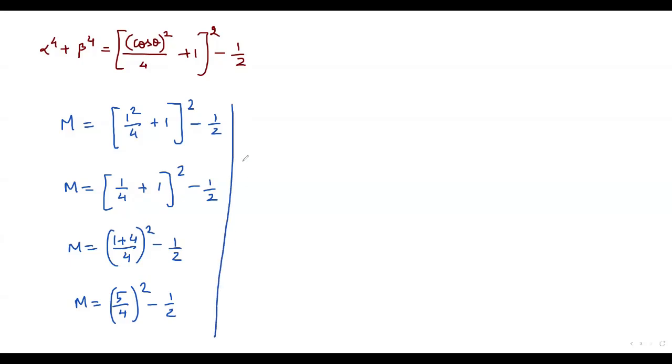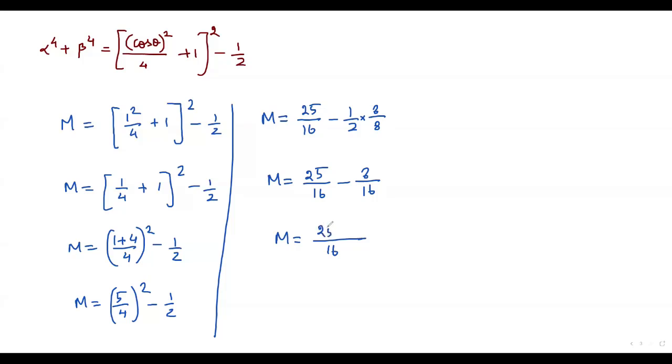Let me continue over here. Then M equals, when I square the fraction 5/4, I'm getting 25 over 16, minus 1 over 2. Now I multiply both numerator and denominator of this fraction by 8, so that I'll be getting the same denominator for both fractions. Then I'm getting 25 over 16 minus 8 over 16. So now we have the common denominator 16. Then we get 25 minus 8. So finally the maximum value of this expression, that is capital M, equals 17 over 16. Now I got the maximum value capital M.